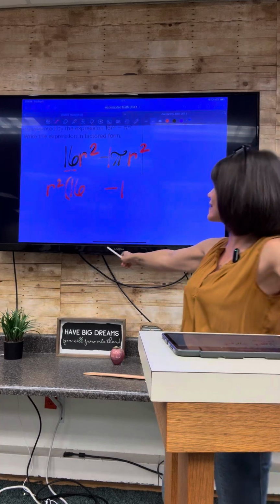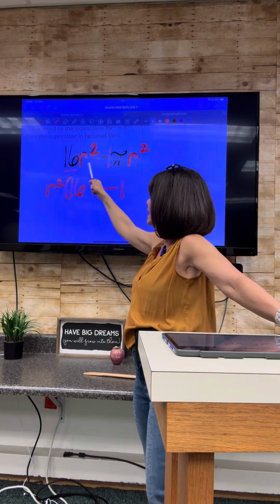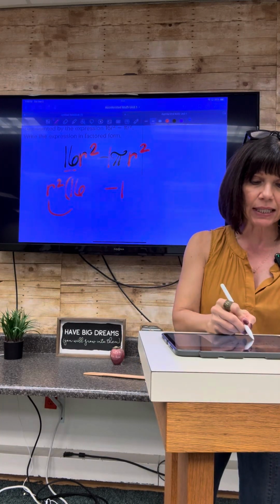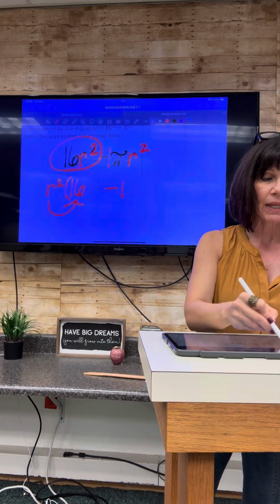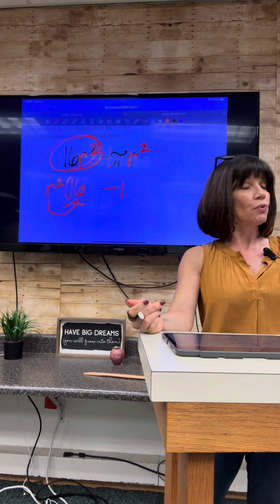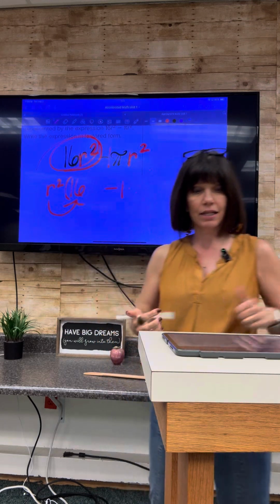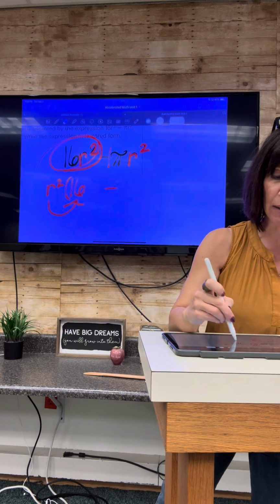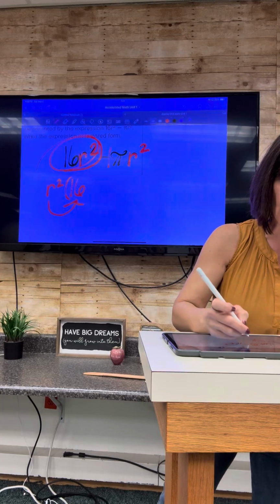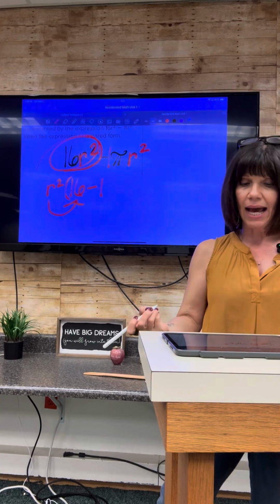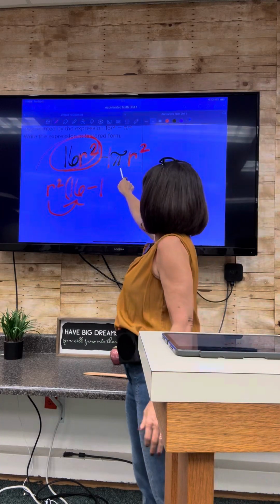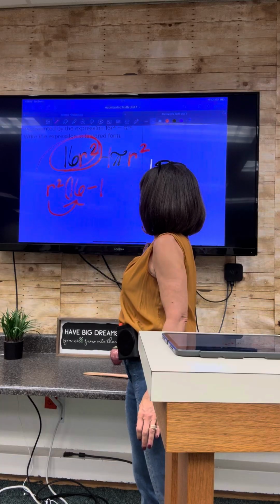R squared and then sets of 16. Now class, r squared times 16. What would that give us? 16r squared. So can I leave this 16 with nothing here? Yes. So I'm going to go ahead and erase my minus 1 and squish it over closer to 16. And then I see I have pi r squared.